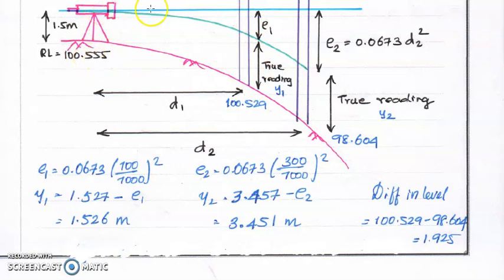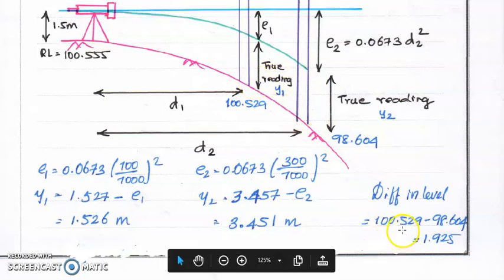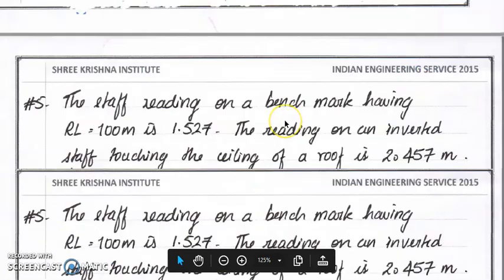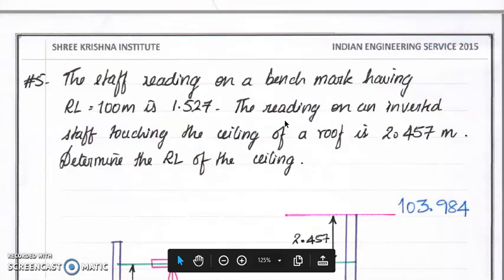100.55 plus 1.5, you can get the RL here, minus this value 1.527, you can get the reading here. Similarly, you can get the reading here. So the difference between 100.529 minus 98.604, you can get 1.925. Okay, so this is the true difference in the level of the leveling stations. Okay, next problem.